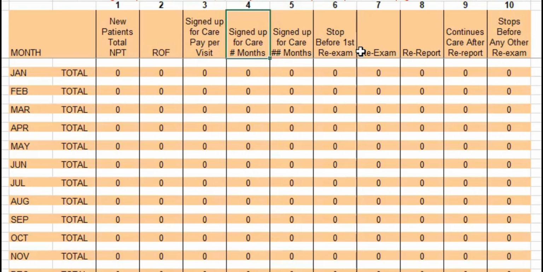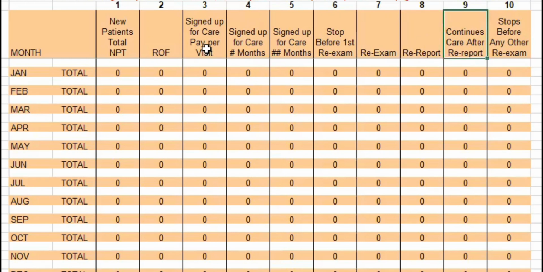All right, let's take a look at if they stopped before their first re-examination. Okay, if they stopped before their first re-examination versus they stopped before their 10th reevaluation, that gives us a lot of different information. We'll dive into that in the next stat sheet. Of course, we want to make sure that we're doing re-exams, we're doing re-reports, and that they're continuing aftercare.